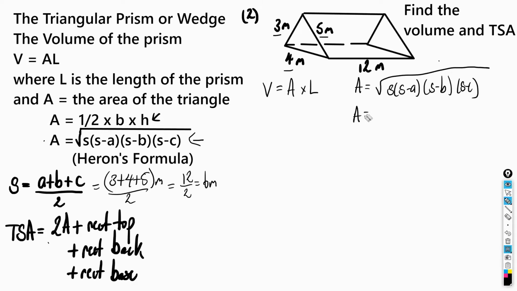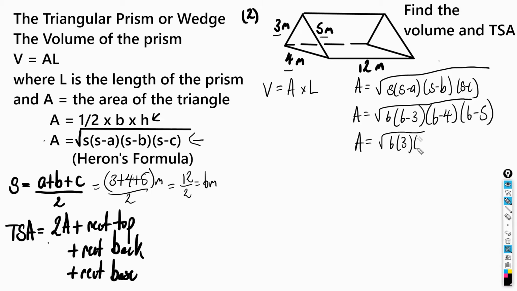So for the area, it's equal to the square root of 6 multiplied by 6 minus 3, right, times 6 minus 4, which is b, times 6 minus 5, which is c, right, the third side of the triangle. So A in this case is going to be the square root of 6 times 3 times 2 times 1. And 6 times 3 is 18. 18 times 2 is 36. So it's the square root of 36. And in this case, the area for the triangle is equal to 6 meters squared.